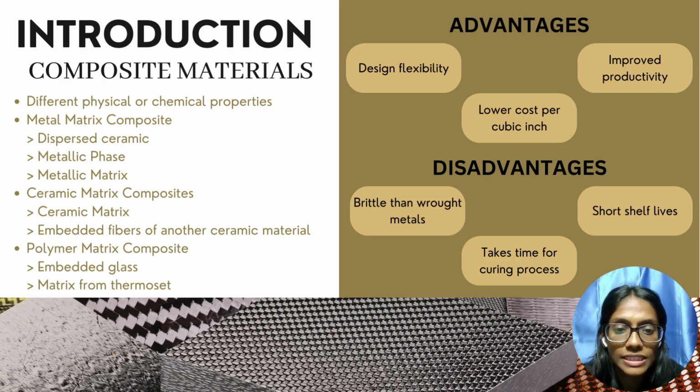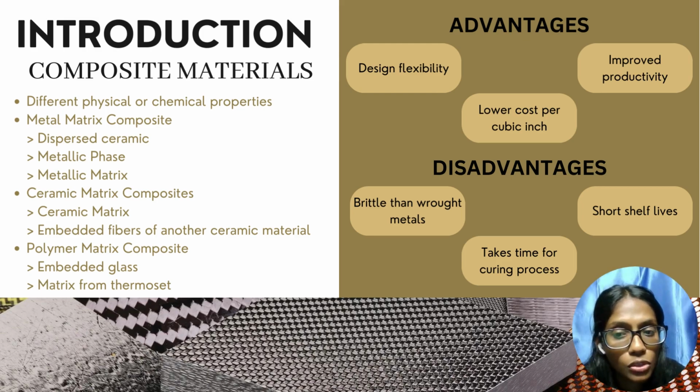This consists of a dispersed ceramic, for example oxides and carbides, or metallic phase which consists of lead, tungsten, molybdenum, and a metallic matrix, for example aluminium, magnesium, iron, cobalt, and copper. Next, a ceramic matrix and embedded fibers of another ceramic material like dispersed phase make up ceramic matrix composites. Lastly, polymer matrix composites have embedded glass, carbon, steel, or Kevlar fibers in a thermoset epoxy, polyvinyl chloride, nylon matrix.